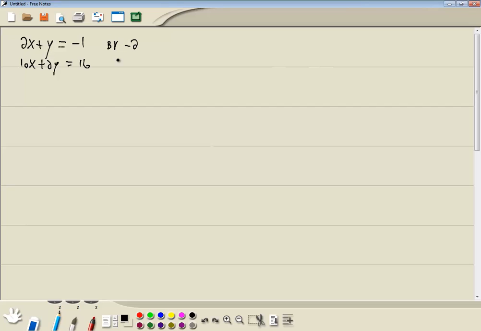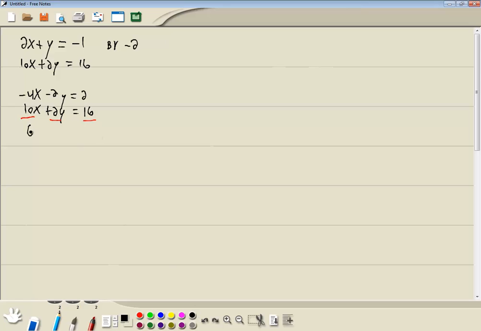So I'll multiply my first equation by -2. -2 times 2x gives us -4x. -2 times y is -2y. And -2 times -1 is a positive 2. And we got 10x plus 2y equals 16. We want to add those.